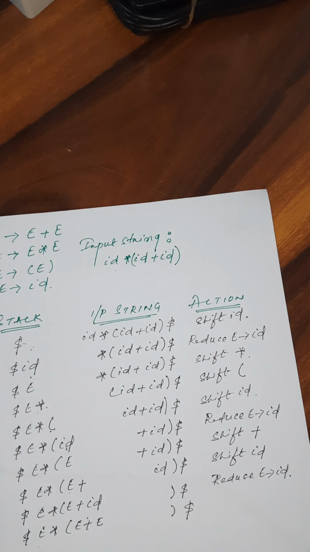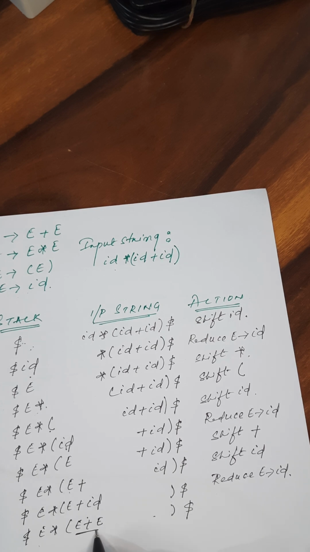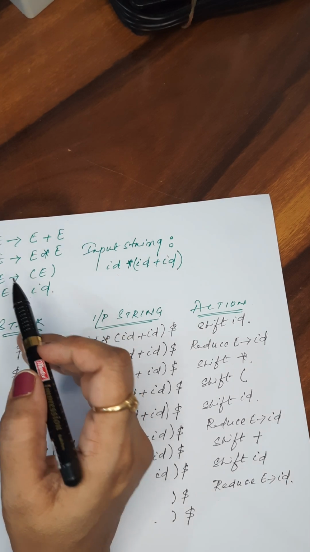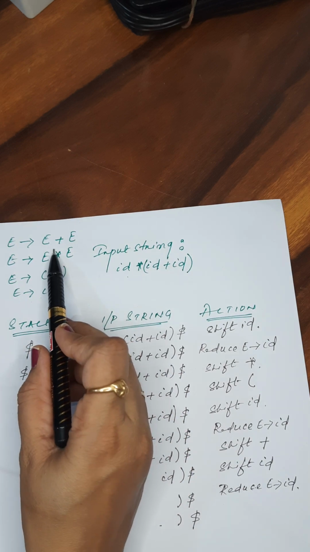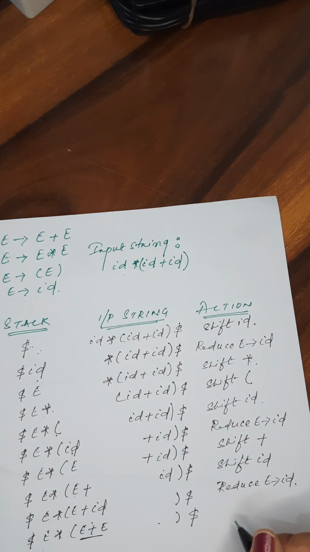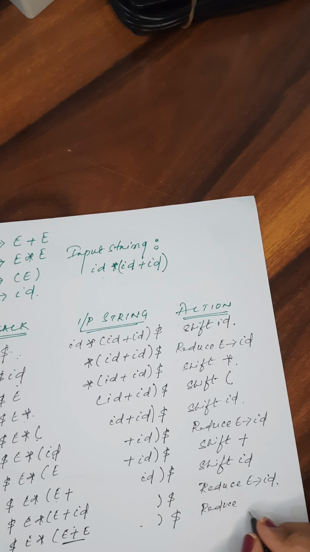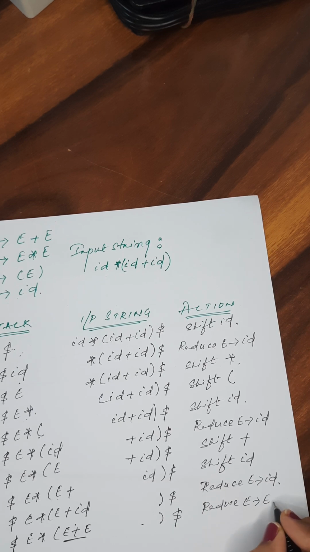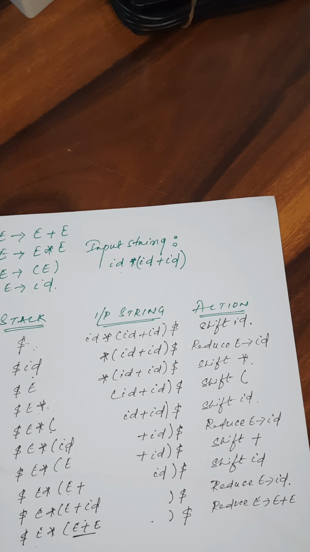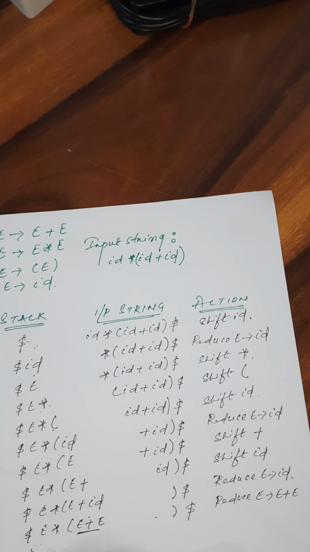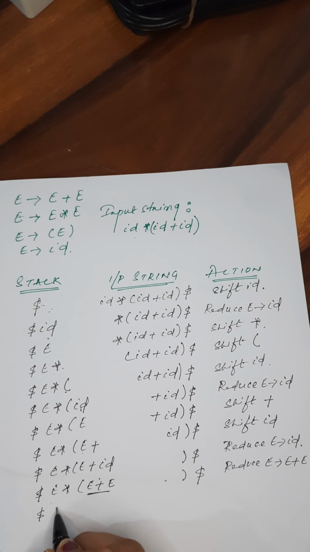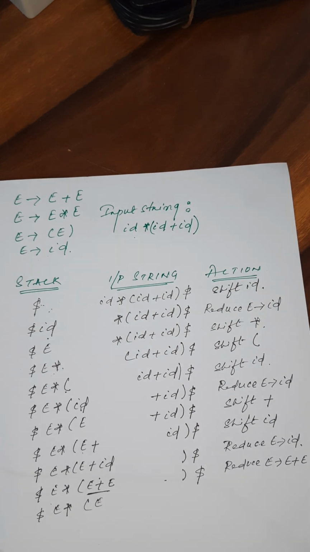Now, two things can be done. This one we will explain again in one more example. Now, see what I am getting, E plus E on the stack top. Now, we have a production E tends to E plus E. So, what will we do? We will replace it because this is a handle. So, what will we do? Reduce E tends to E plus E. Okay. So, dollar. So, what will we get here? Dollar E star E.